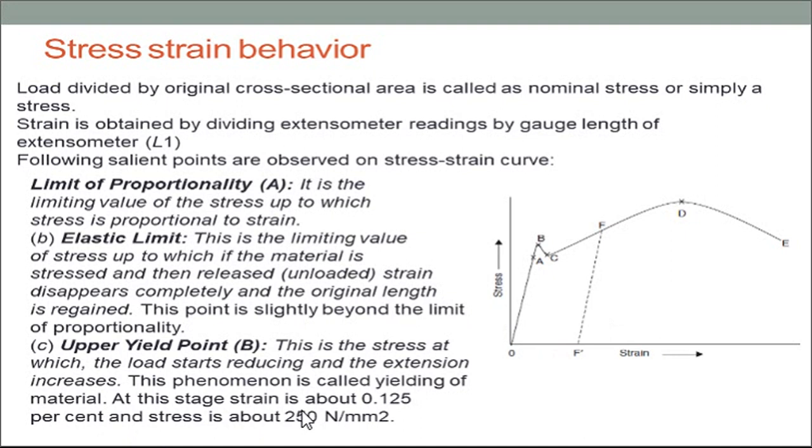At this stage the strain is about 0.125% and stress is about 250 MPa. So at this particular point B, the load starts to reduce, but still the extension increases. So this particular point is the yielding point, or yield point.